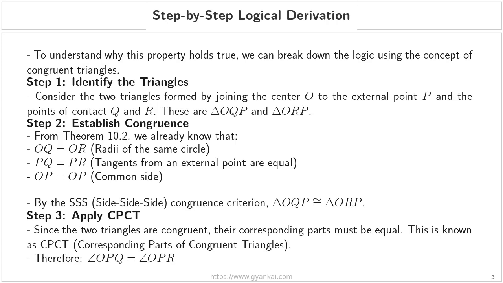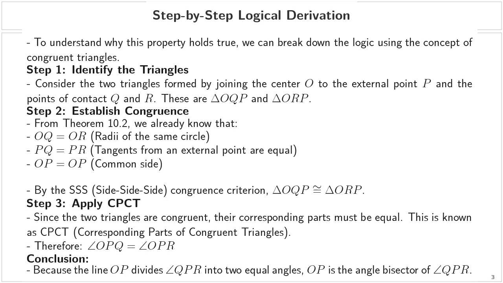Step 3. Now, here is the most important part. Because we have proven these triangles are congruent, we can apply a rule called CPCT, which stands for corresponding parts of congruent triangles. This rule tells us that if the triangles are identical, then their corresponding angles must also be equal. Therefore, the angle OPQ must be equal to the angle OPR. To conclude our derivation, because the line segment OP divides the larger angle, angle QPR, into two perfectly equal parts, we have mathematically proven that the line OP is indeed the angle bisector of angle QPR.